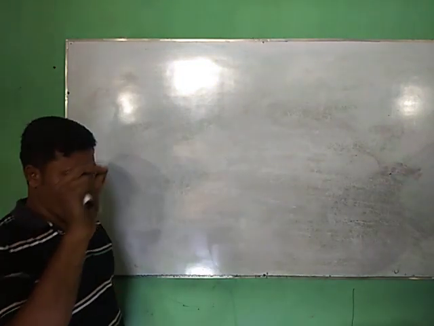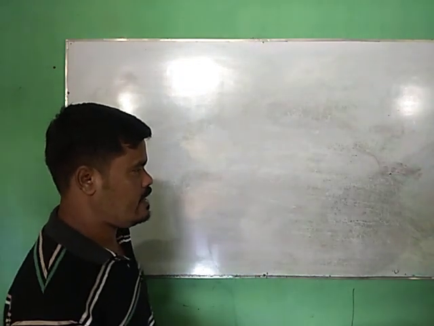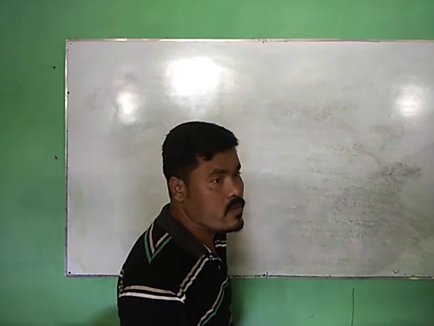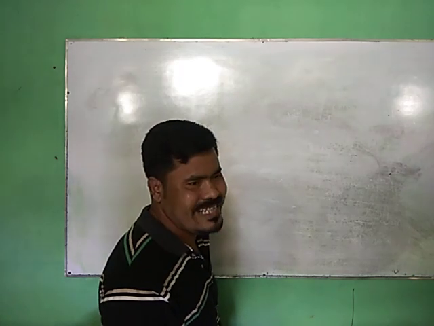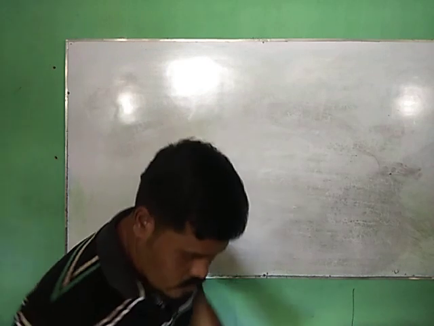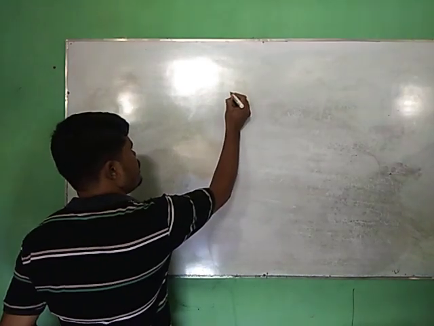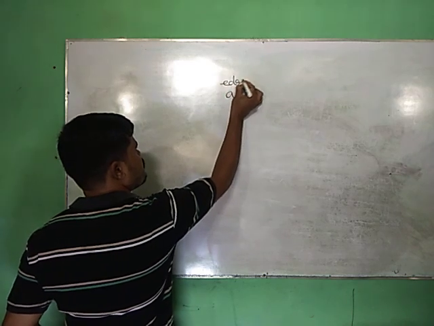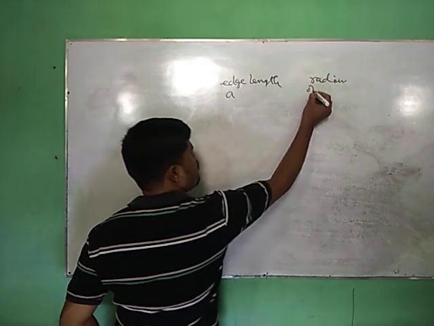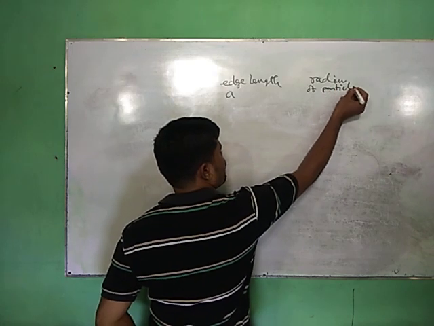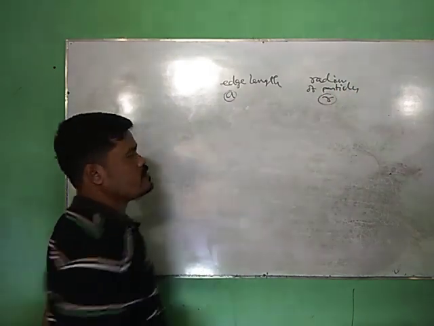After this calculation, now I am going to derive the relation between edge length, that is the length of the side, and the radius of the constituent particles. Considering the particles as spheres in a crystalline solid, we can derive the relation between edge length and radius.